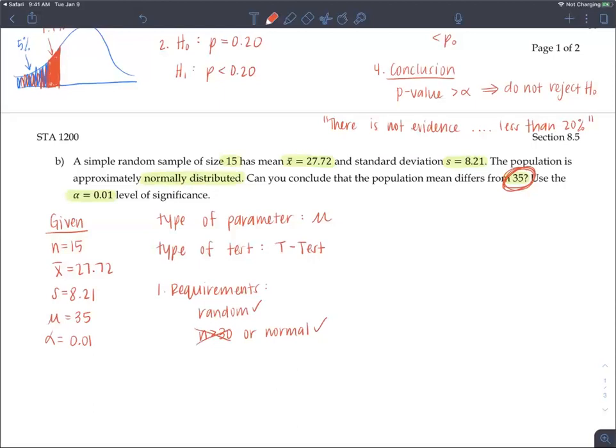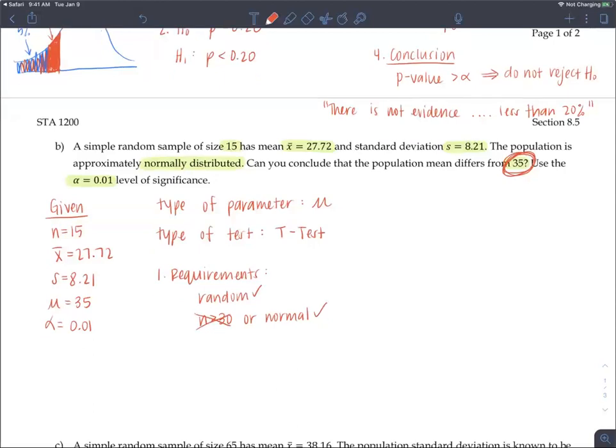All right. The second thing that we're going to do is the hypotheses again. So H naught, we already know mu equals 35, but what is my alternative hypothesis going to have now? Less than, greater than, or not equal to? Not equal to, different. Yeah. Good job, Cass. You got it right.